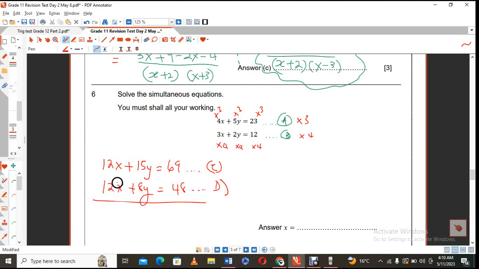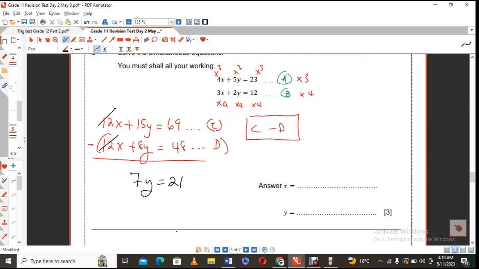So what we are going to do is subtract equation D from equation C. Now what that does is you're eliminating your terms containing x. 15y minus 8y is 7y. 69 minus 48 is 21. That leaves me that the value of y must be 21 divided by 7. Then the value of y is equal to 3.